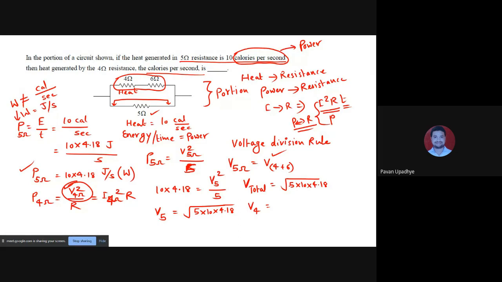Look at this formula. So V4 is resistance of the same branch. So resistance of the same branch means if you want to find out voltage across 4 ohm, then 4 ohm is the same branch, upon addition of the two resistances in series. So two resistances in series are 4 and 6. So it is 4 plus 6, into total voltage. Into total voltage is this 5 into 10 into 4.18. Yes, so V4 is found out.